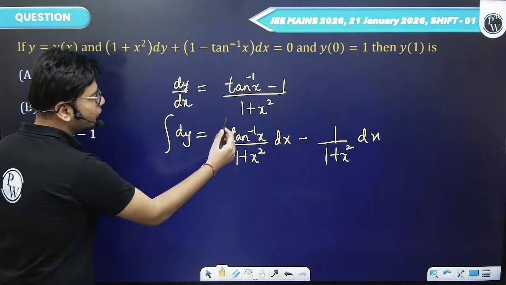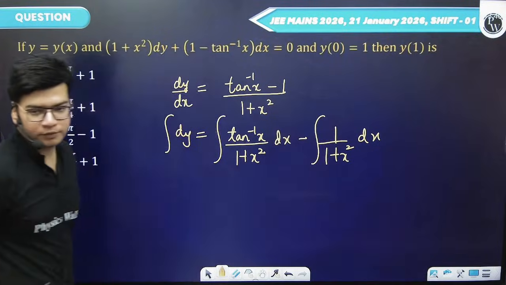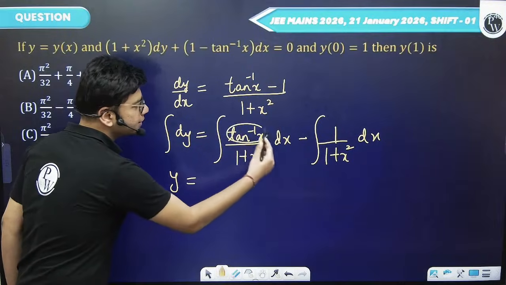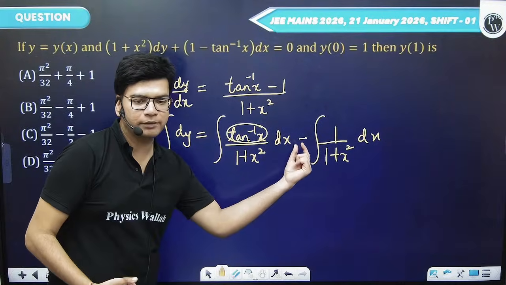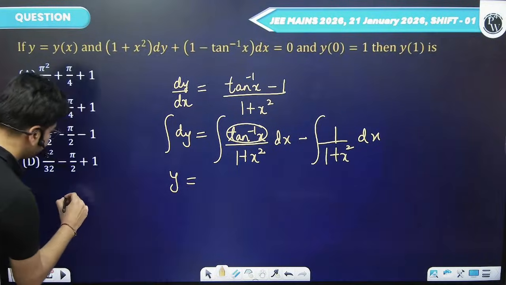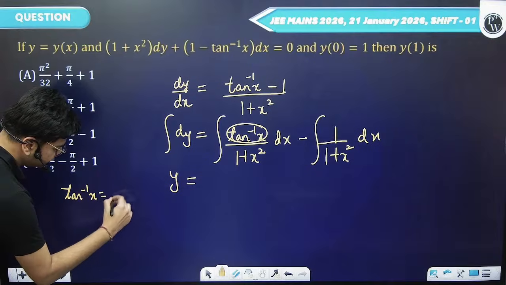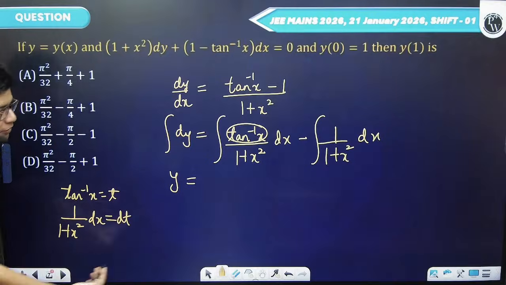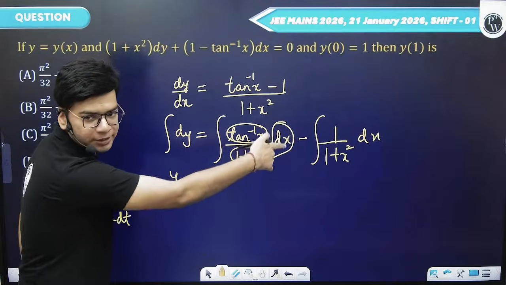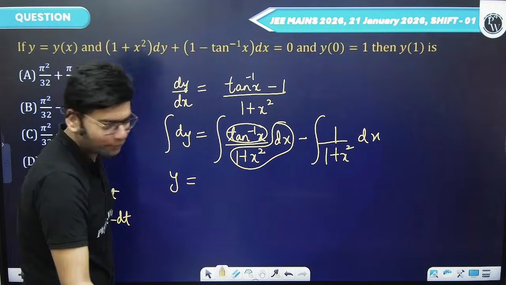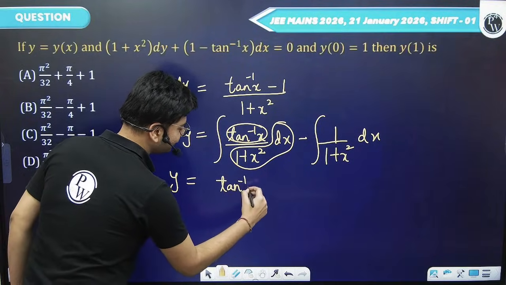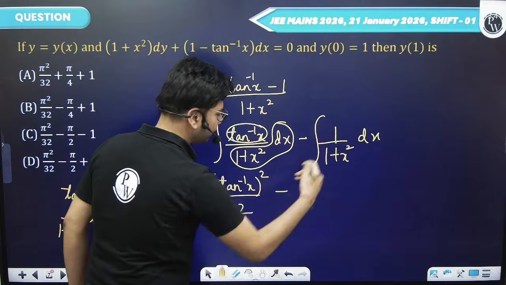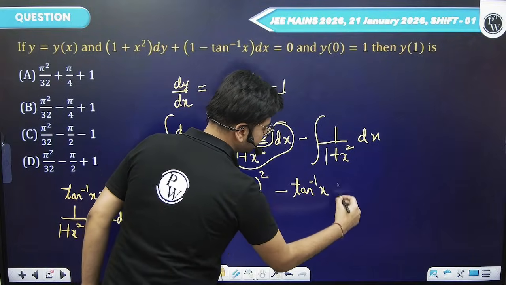Now we can integrate on both sides. So integration of dy will be y. Now I can assume tan inverse x as t. So 1 upon 1 plus x square dx will become dt. So this whole part is dt, so this becomes t dt. Integration of t dt will be t square by 2. So this will become tan inverse x whole square by 2 minus integration of 1 upon 1 plus x square, which is tan inverse x, plus c.